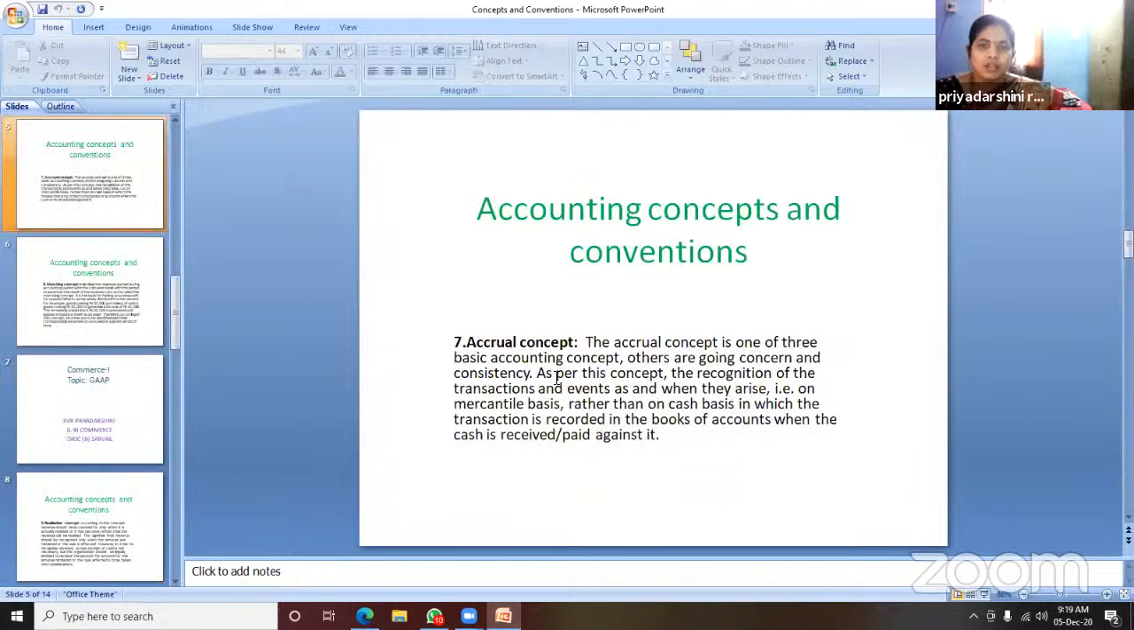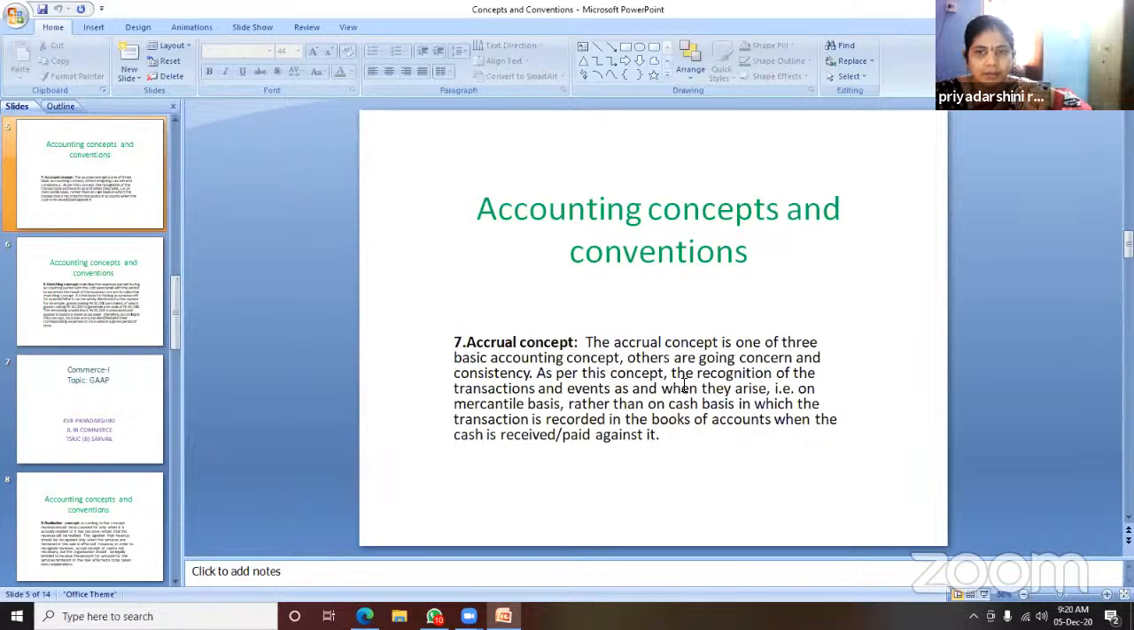Coming to the accrual concept. The accrual concept is one of three basic accounting concepts. The three accounting concepts are accrual concept, going concern concept, and consistency. So these three are considered as basic concepts of accounting.